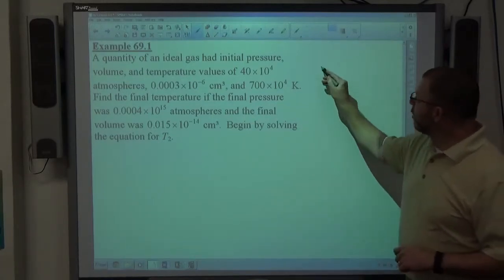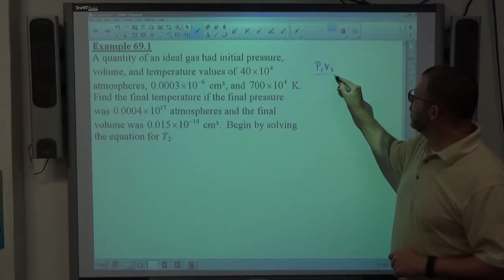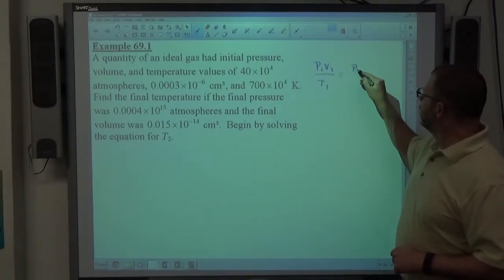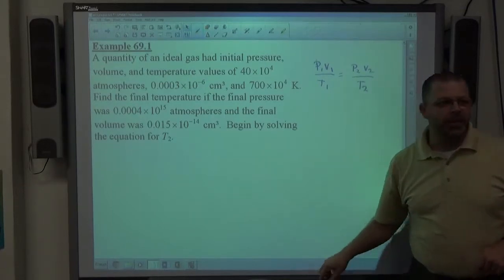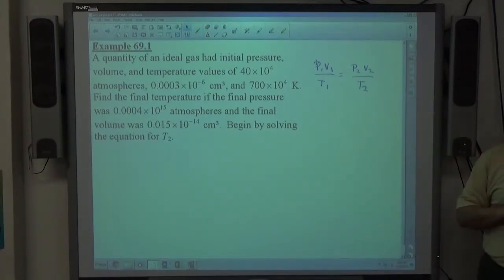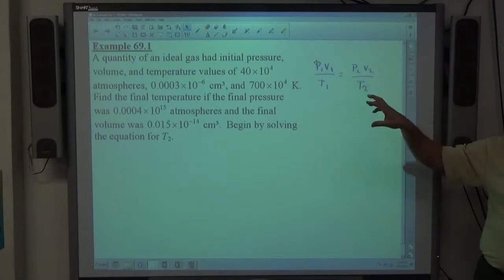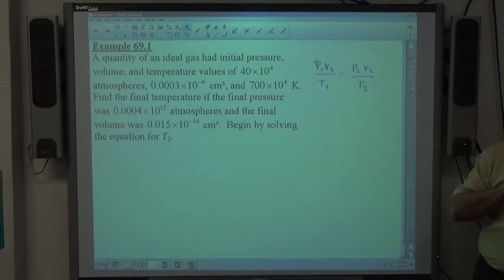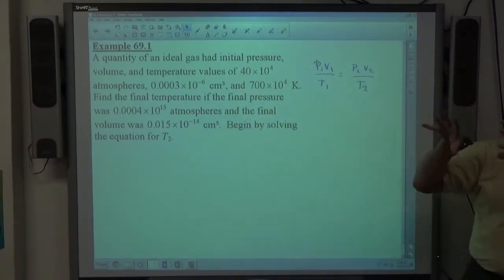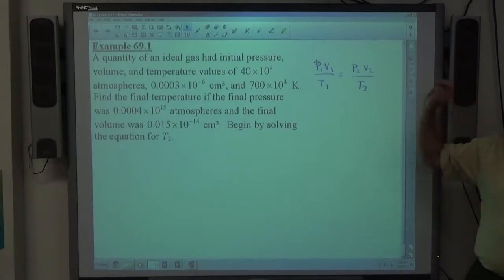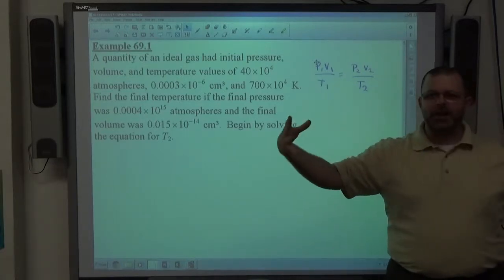Our formula is P1 V1 over T1 equals P2 V2 over T2. Up till now, these values have been pretty reasonable looking, like 100, 50, that kind of stuff. Now all of a sudden we're getting these scientific notation looking things. They're not exactly scientific notation because our coefficients aren't between 1 and 10, but they have that partial scientific notation form. So I could start substituting all that stuff in, but it makes a big mess in there.